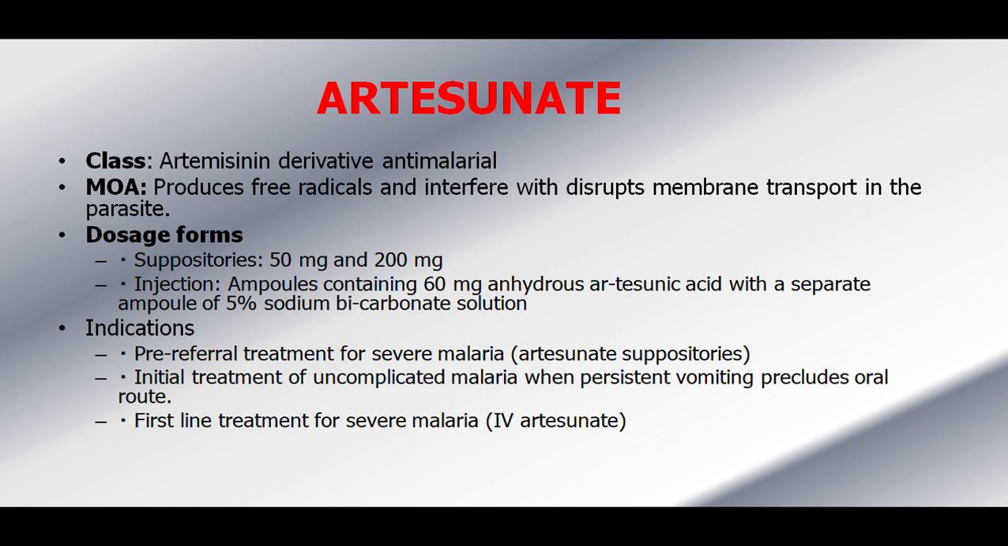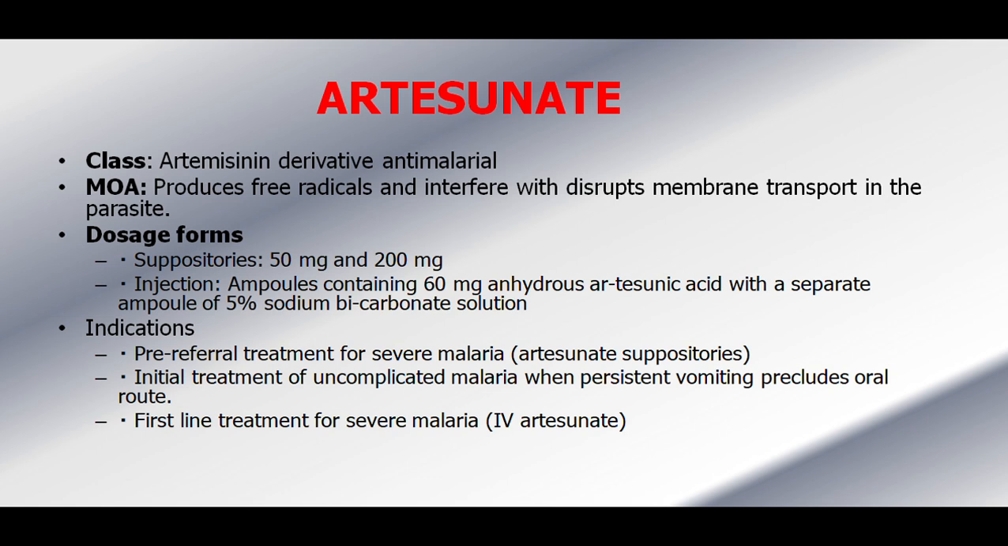Artesunate dosage forms: we have suppositories of 50 mg and of 200 mg. Then we have injectables, with ampoules containing 60 mg of anhydrous artesunic acid. There is also another separate ampoule of 5% sodium bicarbonate, which is used for dissolution of the artesunate, or reconstitution.